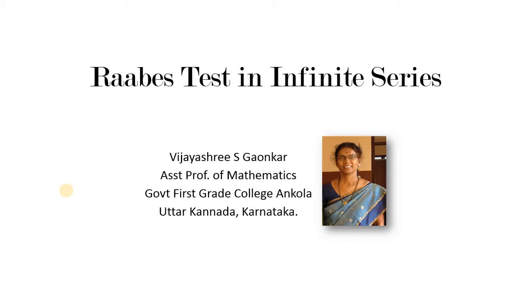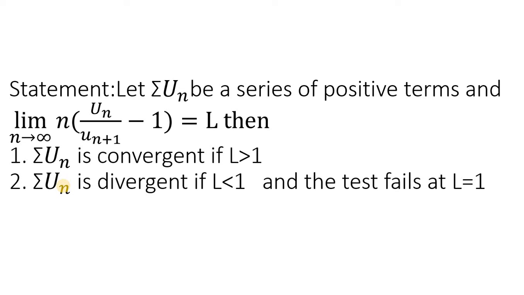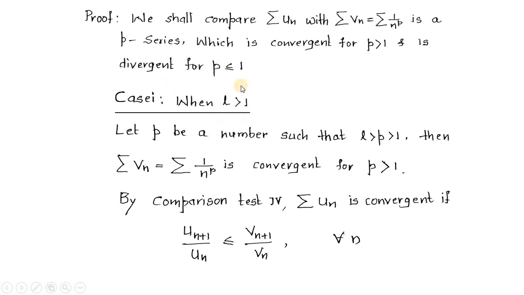So we have the class on Raabe's test in infinite series. The test says that if sigma un is a series of positive terms and limit n tends to infinity of n times (un by un plus 1 minus 1) is equal to L, then sigma un is convergent if L is greater than 1, sigma un is divergent if L is less than 1, and the test fails when L is equal to 1. We'll see the proof for this statement.